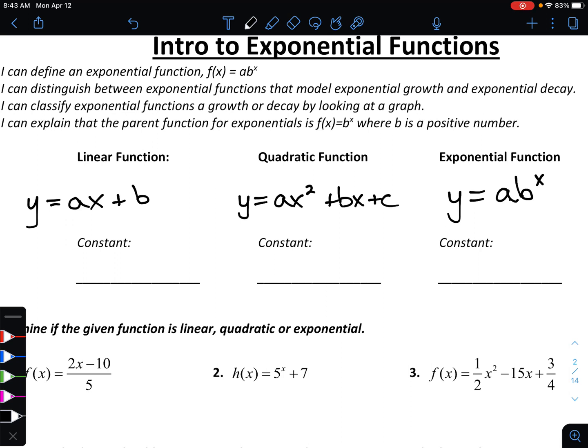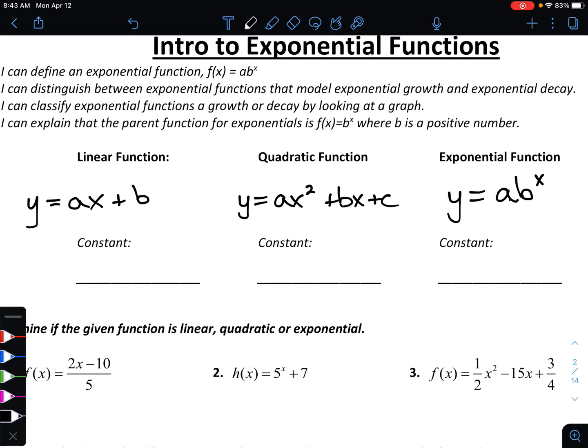And so what separates the equations from one another? In a linear function, your degree is 1. You've got x to the first power. Quadratic functions, you've got x to the power of 2, so you've got x being squared. In an exponential function, the variable is actually the exponent, so you've got some other number to the power of that variable x. So when you're looking at an equation, that's how you can tell whether it's linear, quadratic, or exponential: where is the variable and what is the exponent.